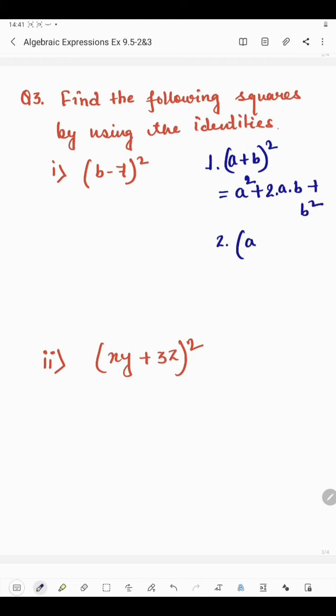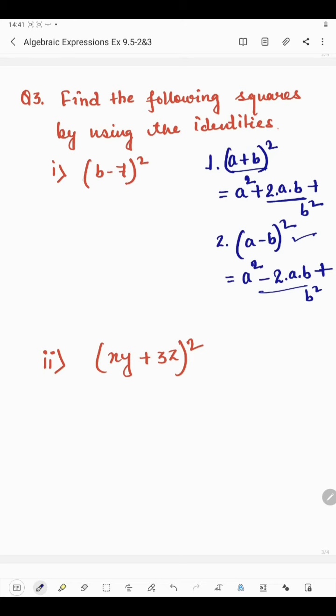And the (a minus b) whole square identity is the square of the first term minus 2 into first one into second one plus the square of the second one. So the difference between these two identities is that the square term will be positive only. If you have positive or negative, the square term will remain the same. Only the middle term, that means the 2ab term, will be plus if there is plus and will be minus if there is minus, okay. Now let's start.